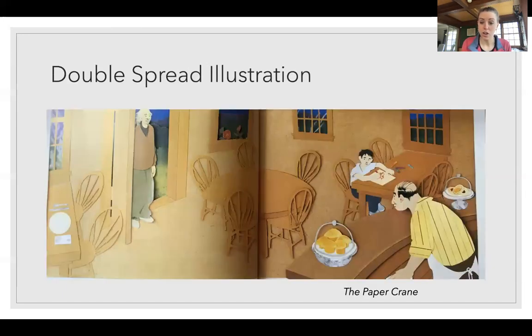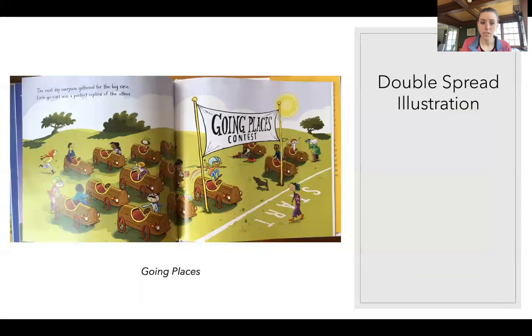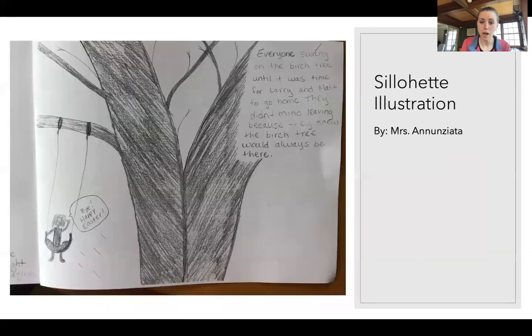We looked a lot at illustrations and talked about how some authors or illustrators like to do them across both pages, because if you run out of room, that's a good solution. This one's from Amos and Boris. Notice the whale is so big that it has to go across both pages. This is from Going Places. They just had so much detail and so many things they wanted to add in about the race that they had to use both pages. The silhouette illustrations were one of my favorite things. I liked how Molly Bang did it in The Paper Crane, and Peter and Paul Reynolds did it in Going Places, and it just makes the lighting look really cool on the characters. So I was inspired to do that in my book.